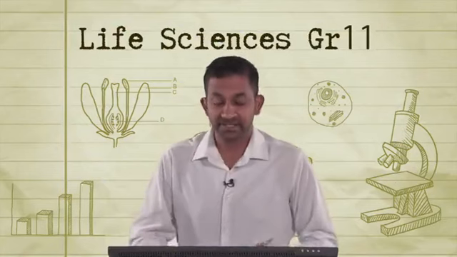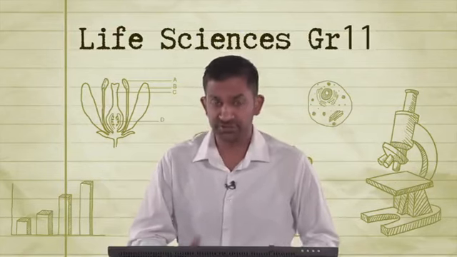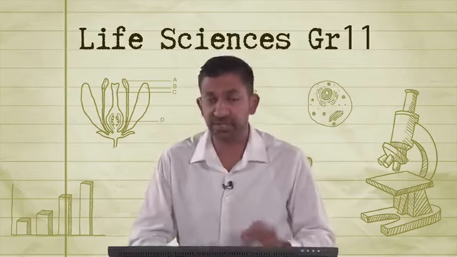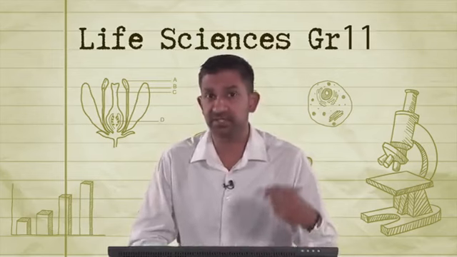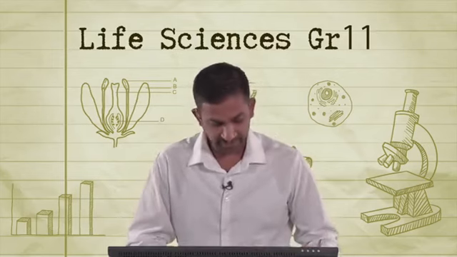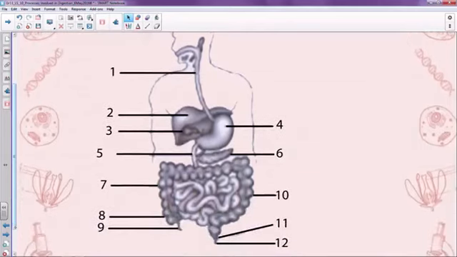Welcome back, guys. So let's look at a few more questions on the process of digestion and nutrition. But I think let's have a recap of some questions so that we can get back into the parts of the digestive system, and then we'll look at some of the processes involved. So here we have an activity to do. It's a diagram of a human torso that has been numbered. We've obviously got to label them and then answer some questions based on this.